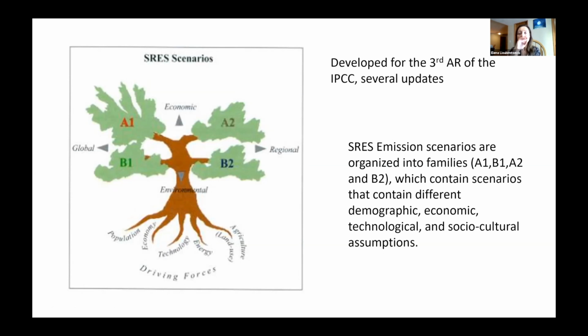So the SRES scenarios were developed almost 20 years ago for the third IPCC report, and they still have been evolving. They're still used by many scientific groups in different experiments. But the idea of SRES, and SRES stands for the Special Report on Emission Scenarios. So the SRES scenarios were developed in 2000, 2001.